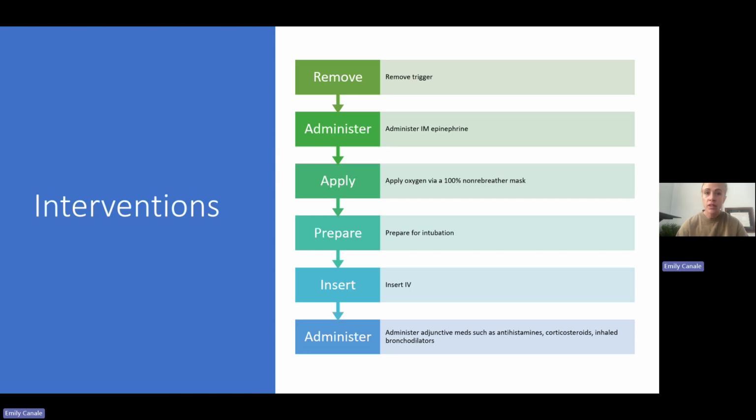So again, remove the trigger right away, give them IM epinephrine. You can repeat it a couple of times if needed. Then you would give them oxygen. Then you would prepare for intubation. Then you would put in an IV. Do you see this is a little different than your other shocks? I need to give them epinephrine right away first.